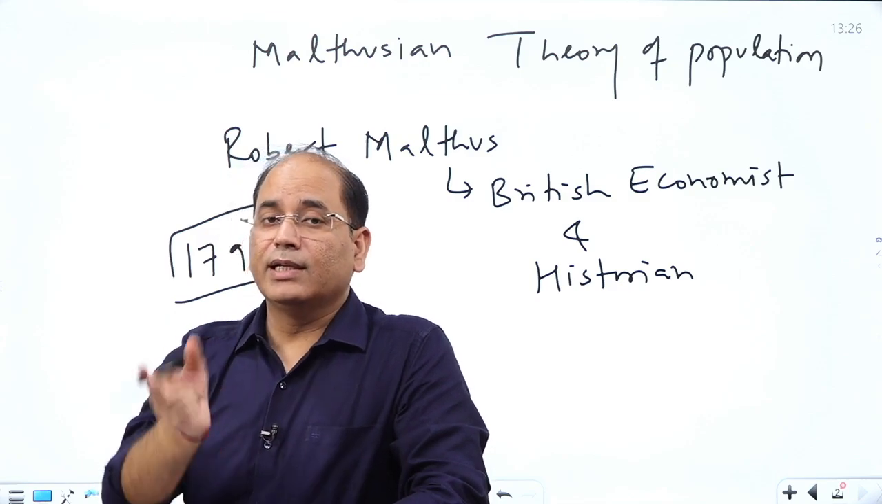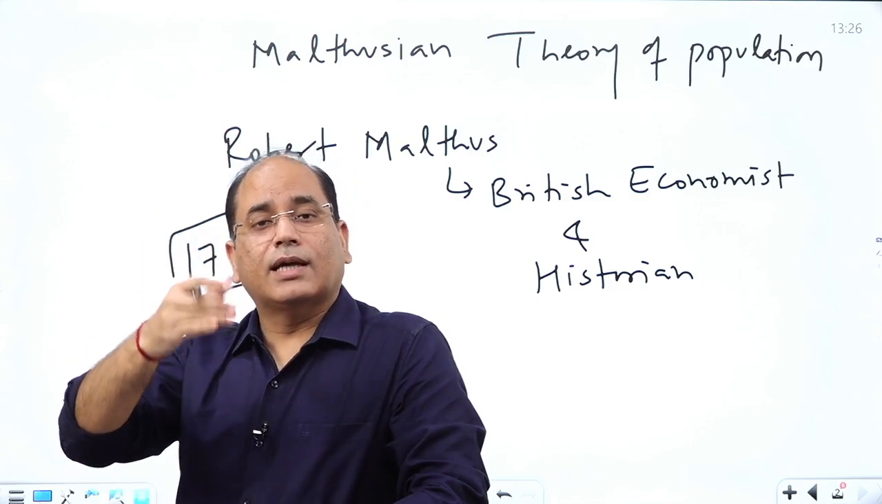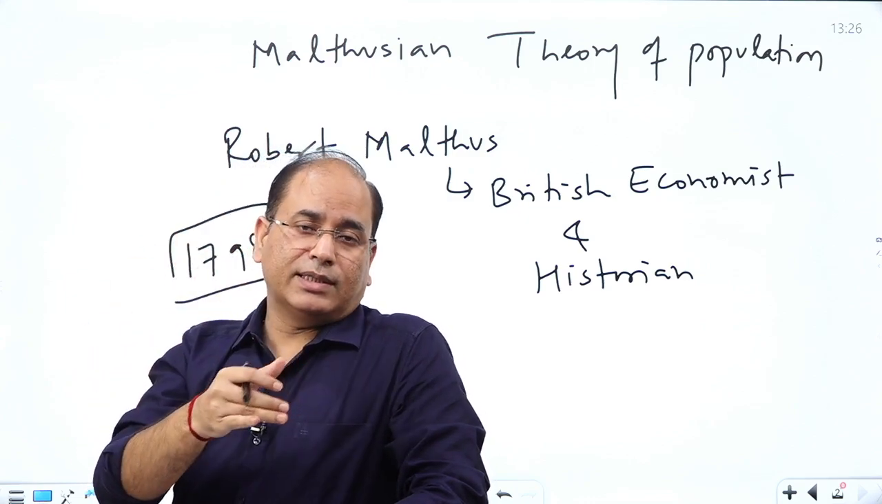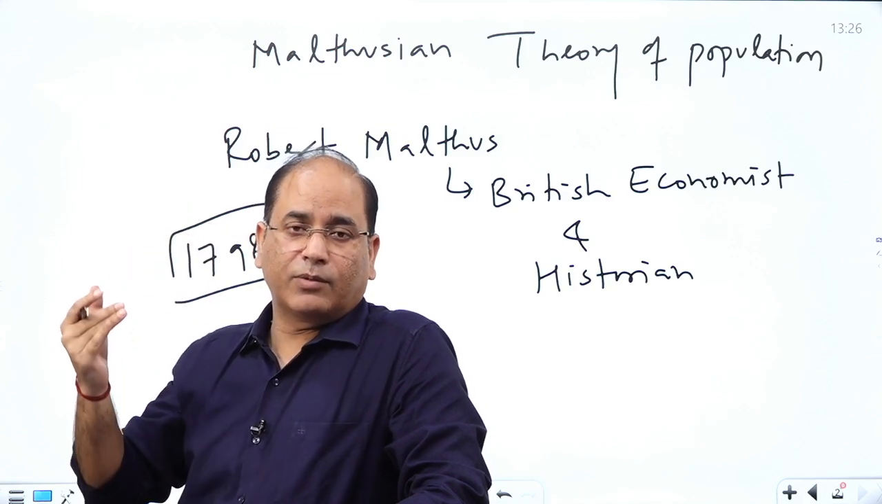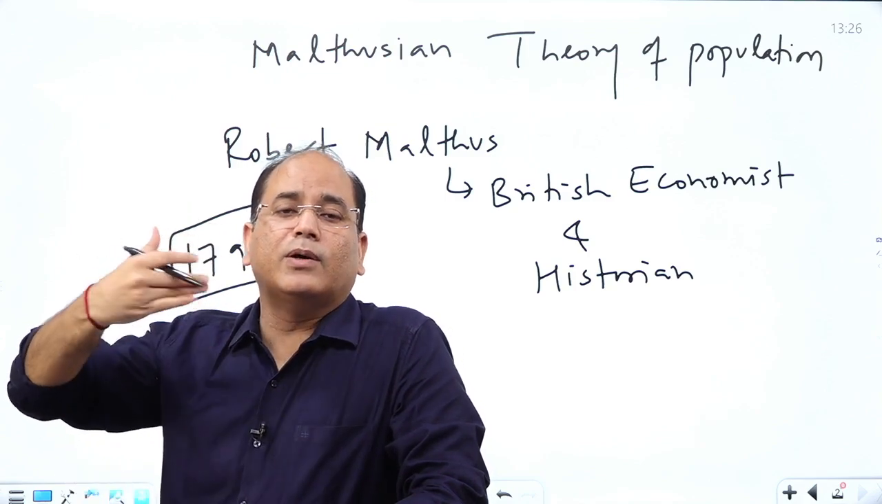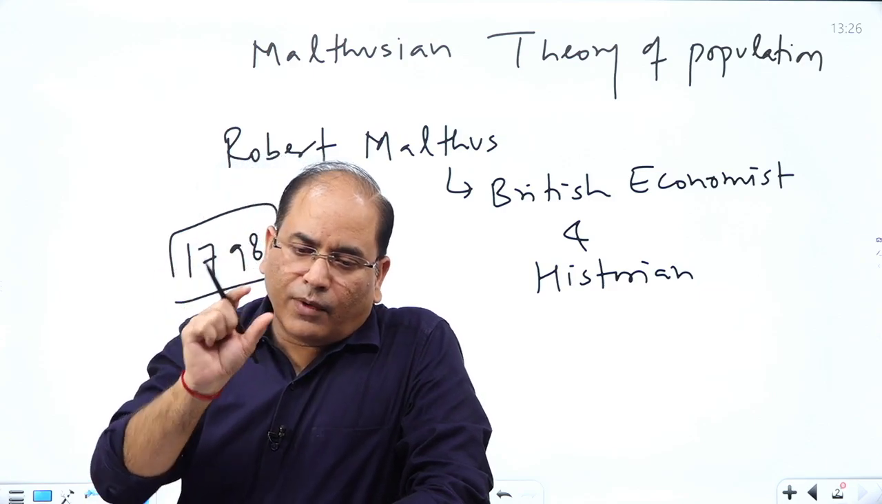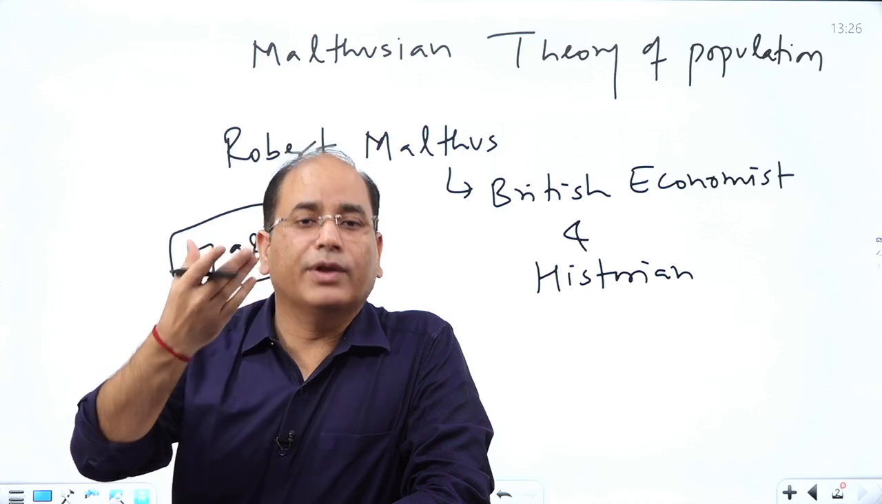How is he predicting? He is predicting based on some of the ideas, some of the data that he was having, but that data was associated with the developed countries, developed regions. So based on the developed countries' population data, he is trying to come out with a concept, with a theory. Now, what was the objective of his population theory?